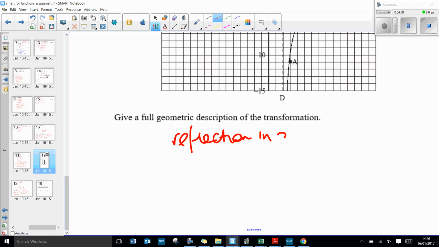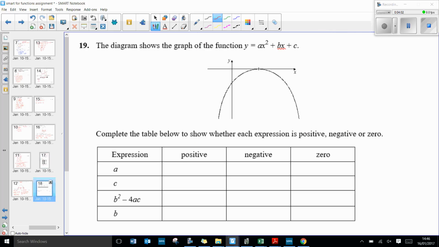And this one, diagram shows this function. Well, A, because we know it's negative shaped, A must be negative. It crosses the y-axis underneath the x-axis, so in other words this is the negative area, so that means that C would be negative. B squared minus 4AC would be equal to 0 because it just touches the x-axis, it doesn't cut it twice. And B is positive.